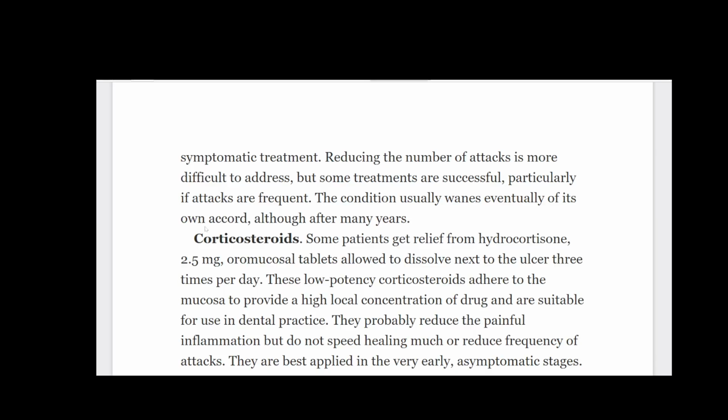They probably reduce the painful inflammation but do not speed healing much or reduce frequency of attacks. They are best applied in the very early, asymptomatic stages. Triamcinolone dental paste, Adcortyl in Orabase, acts similarly but is no longer available in the UK and is superseded by the previously mentioned mucosal adhesive tablets.